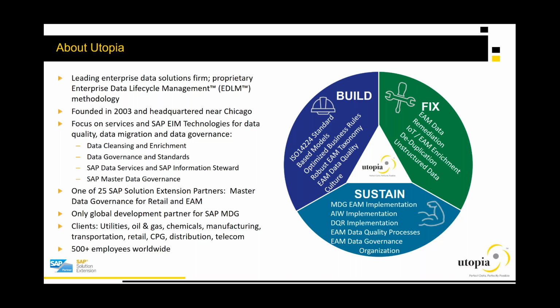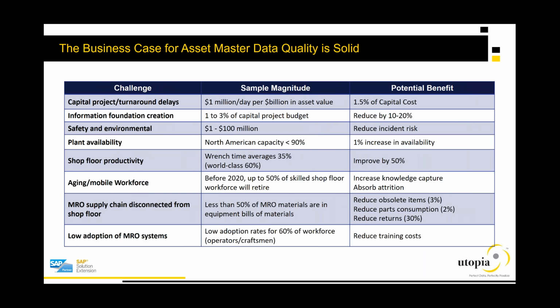So with that, we'll move on to talking about some of the challenges. One of the things that we've looked at is for industries like utilities and other asset-intensive industries, there are a number of areas where asset master data quality has a huge impact on the operations. You can see some of these listed here, where we're talking about capital projects, where there's $1 million per day or per $1 billion in asset value that is attributed to information handover. The cost of information creation during these capital projects is estimated between 1% and 3%. There's a whole raft of shop floor productivity measures as well around wrench time, where the average wrench time in these organizations is around 35%. World class is as high as 60%, and you can get up to a 50% improvement.